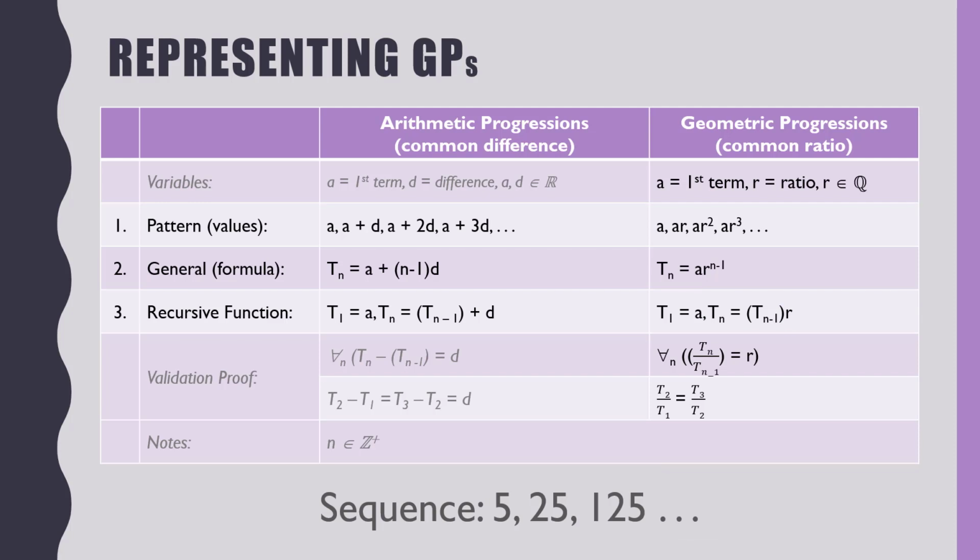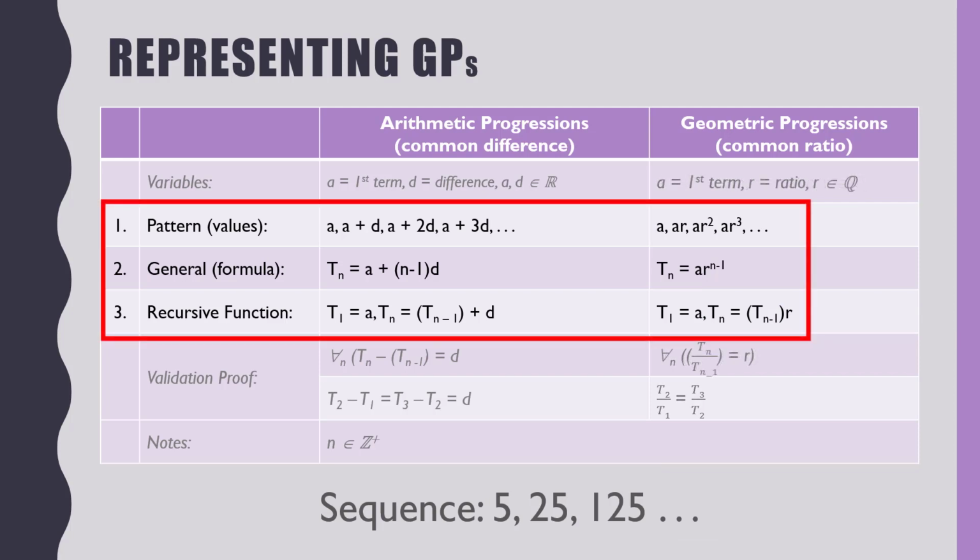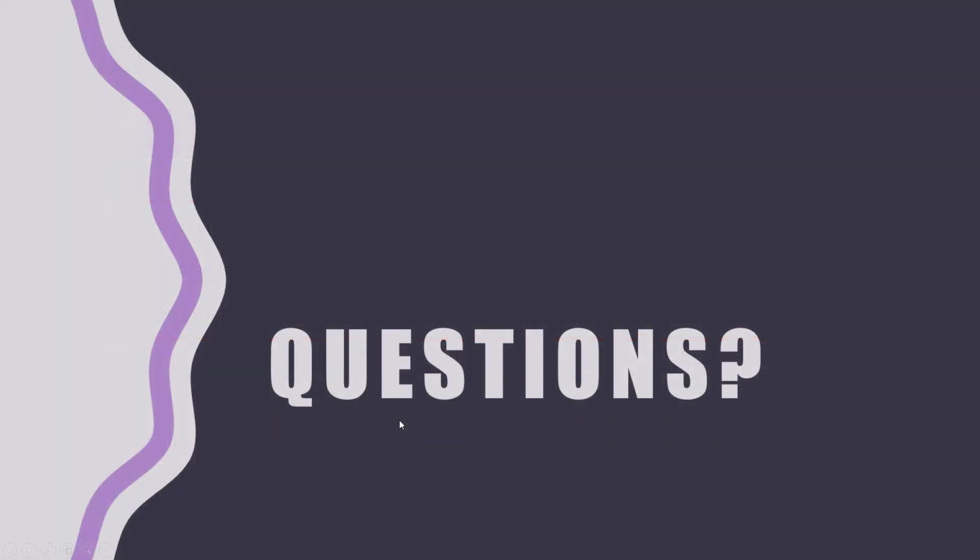All right. So again, these are the three ways that we can represent an arithmetic or a geometric progression: 1, 2, or 3, a pattern, general, or a recursive function. And again, there's our little proofs down there, and in all cases, n will be an element of the set of positive integers. Questions? How do we feel about that? Doing all right?